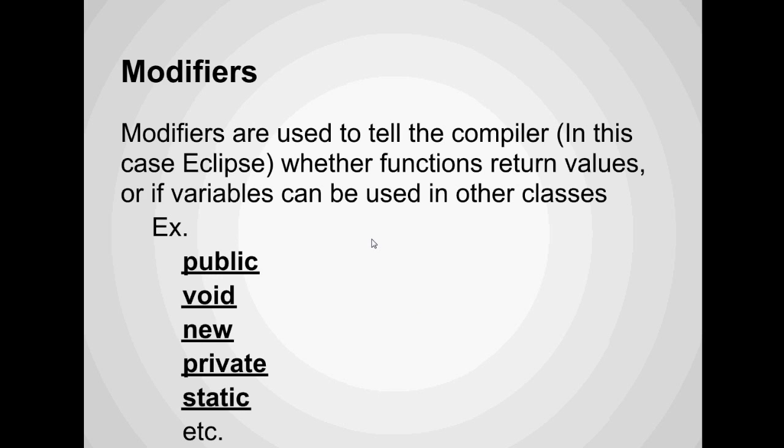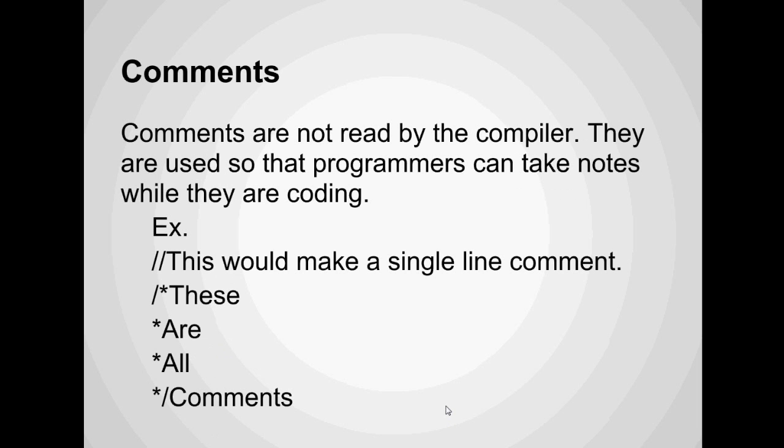Modifiers are used to tell the compiler, which in this case is Eclipse, whether functions return values and whether they're public, can be used by other classes, and also whether variables can be used by other classes. So public, void, new, private, static, there are many others. Sorry if I seem rushed, but I am running out of time.